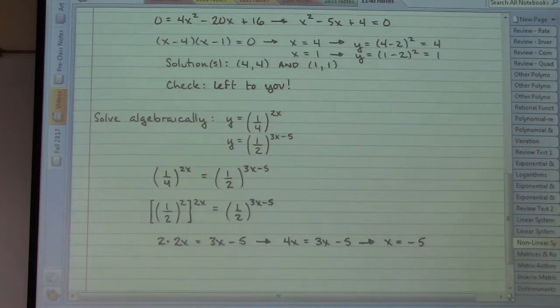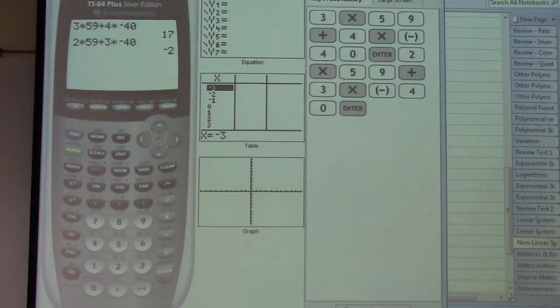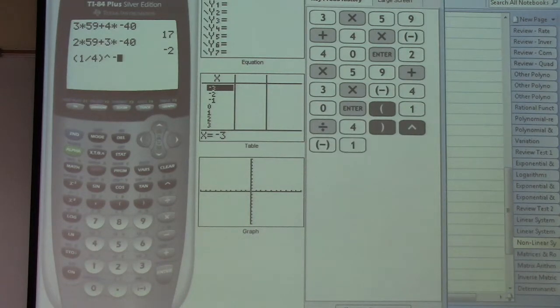And if x is equal to -5, I can go in and figure out y from either the first or the second equation. So let's just use the first one for argument's sake. 1/4 raised to the power of 2 times -5, which would mean, I'm going to come over to my calculator, parentheses 1/4 power of -10. That'll be fun. 1,048,576.